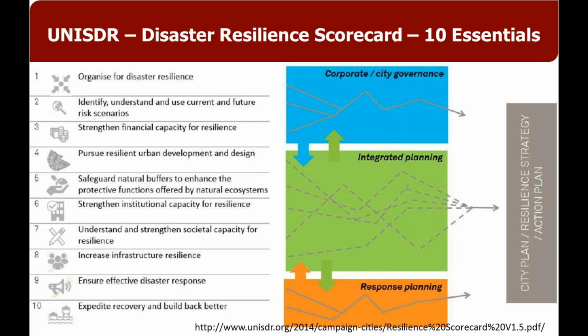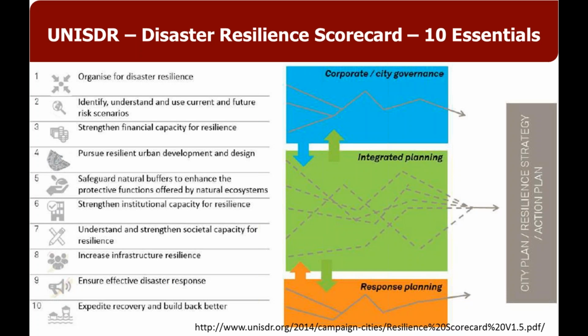The first 3 essentials are all tied to corporate or city governance. They want you to organize for disaster resilience, in other words, it should be intentional. Your community should identify, understand, and use current and future risk scenarios. And you should attempt to strengthen your financial capacity for resilience as well. All of those 3 are tied to the corporate governance aspect.